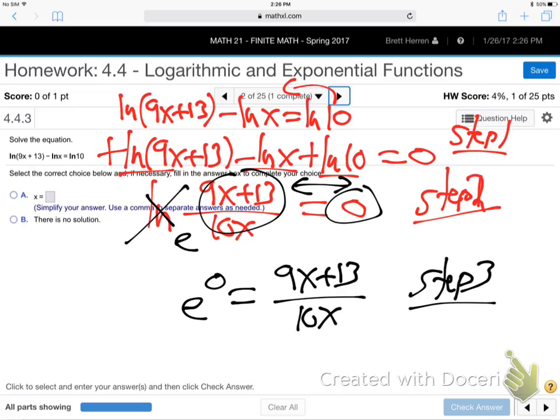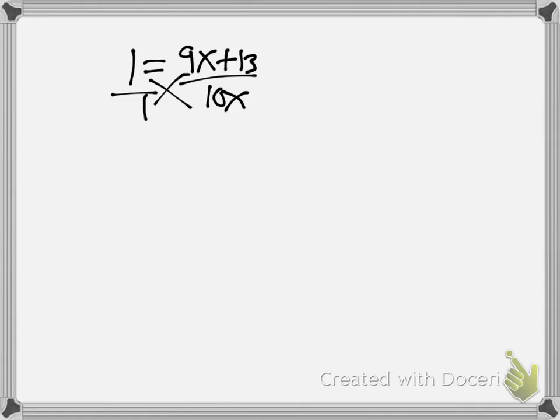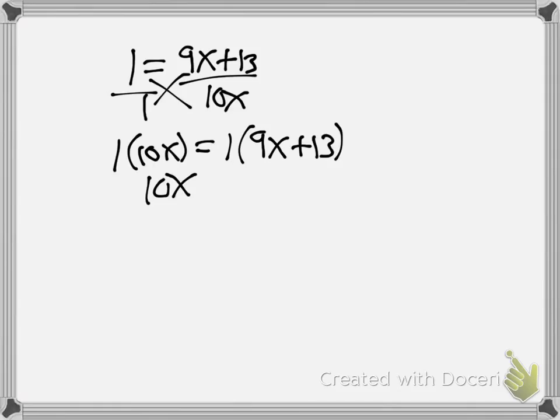That's going to be just like last time then. E to the 0 is 1. This is 9x plus 13 over 10x. Put it over 1. Diagonal, diagonal. Cross multiply, right? So 1 equals 9x plus 13 over 10x. Diagonal, diagonal. So 1 times 10x is that. 1 times 9x plus 13. Boom, boom. 9x plus 13.